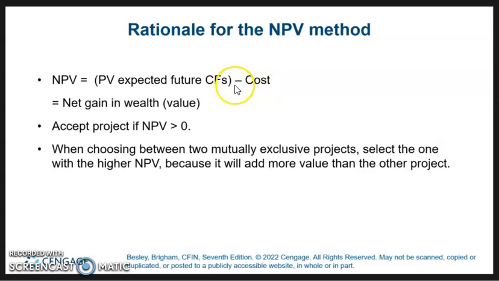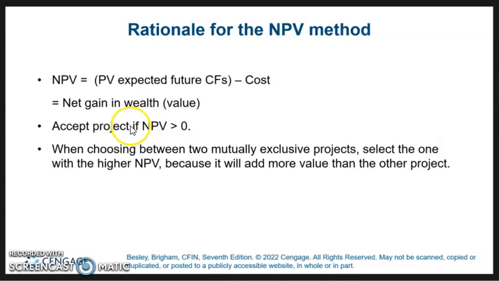And then we add back the cost. As the cost is an outflow, that's a negative. The NPV result is the net gain or loss in wealth or value. So a positive number means it would increase the value of the firm. A negative number means that it would reduce the value of the firm. That's why you don't want to invest in a negative NPV project.